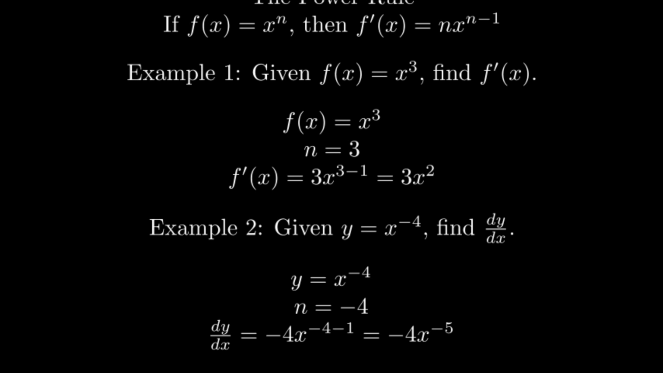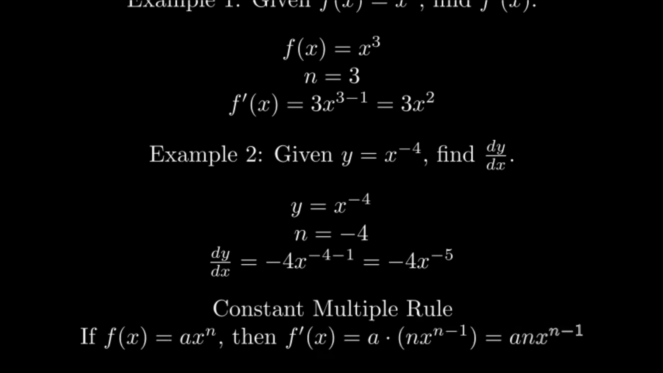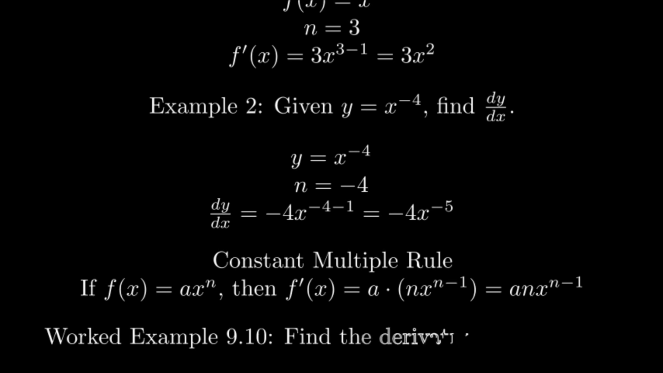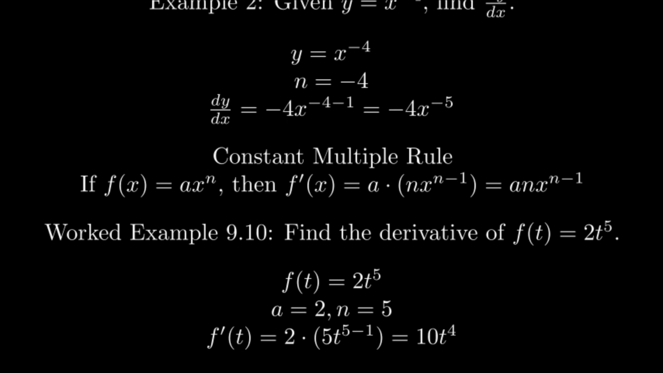Now, what if there's a constant multiplying our x term? The rule is very similar. If f of x equals a constant a times x to the n, the constant a just stays out in front, and we multiply it by the derivative of x to the n. So the derivative is a times n times x to the n minus 1. Let's try this with an example. Find the derivative of f of t equals 2 times t to the 5th power. Here, our constant a is 2, and our power n is 5. The constant 2 hangs around, and we multiply it by the derivative of t to the 5th. The derivative of t to the 5th is 5t to the 4th. So we have 2 times 5t to the 4th, which gives us 10t to the 4th.